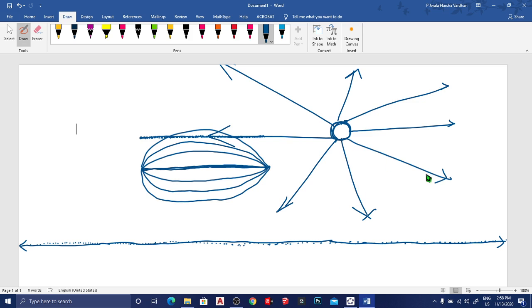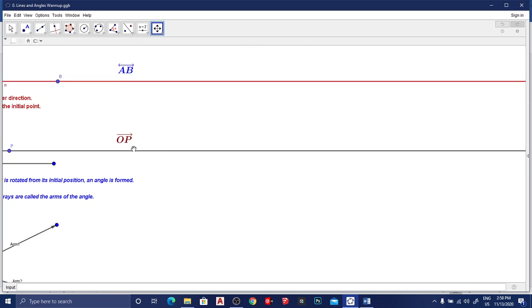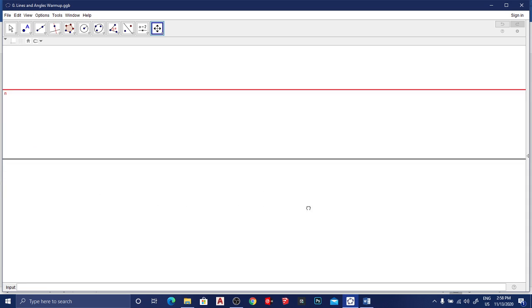And for these rays also there is no finite length. You cannot measure the length of this ray, like a line. For a line also there is no finite length. You cannot measure this one, and a ray also you cannot measure the length of. Observe here whether it is going endlessly or not. Here I am starting here and going to the right. This OP ray I am taking here, OP ray. So this black line is also going to the right side endlessly.